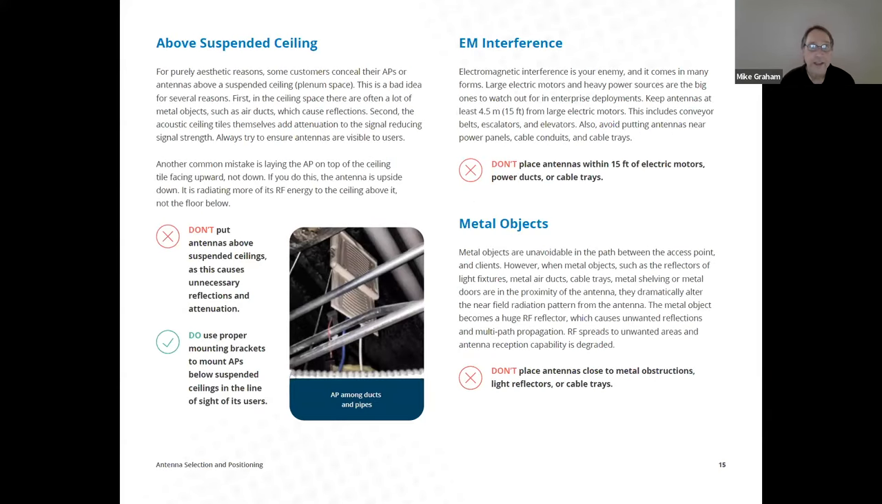Above the suspended ceiling, yeah, generally a terrible idea. We've got a little picture of an access point up here buried among the beams and the conduits, and they just don't have good line of sight. All of that metal near the antenna can actually change the radiation pattern and the resonance of the antenna a little bit. So really a bad place is just laying them on top of a ceiling tile or mounting them up amongst the ducts and the pipes.